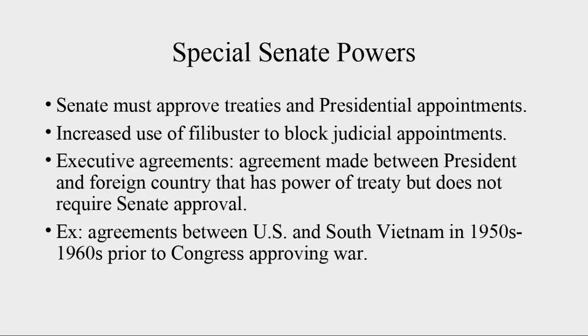Unfortunately, we are seeing more use of the filibuster to try and block a judicial appointment. Now, there is an option that can be used that's called the nuclear option. This is where the Senate can say, you cannot filibuster a nominee for an executive branch or federal court position other than the Supreme Court. They do try to limit the amount of filibustering so they can keep going.